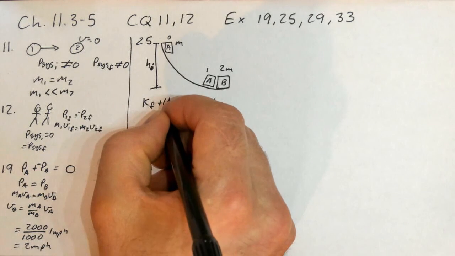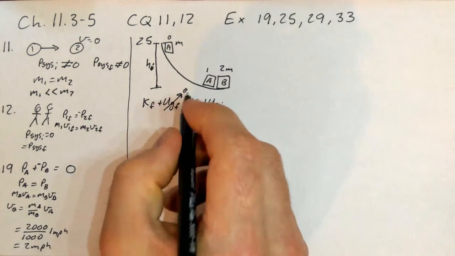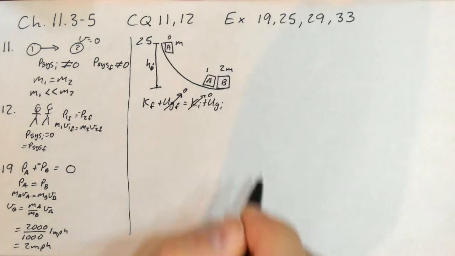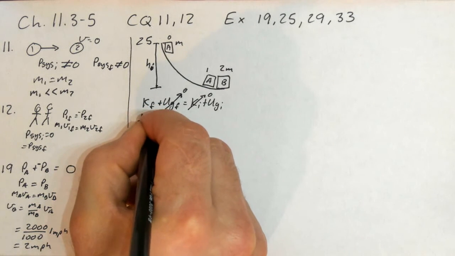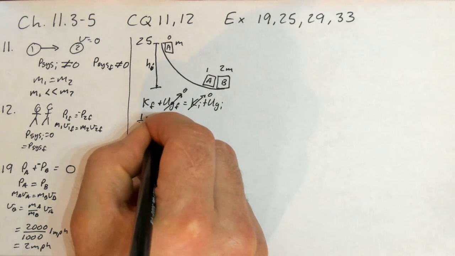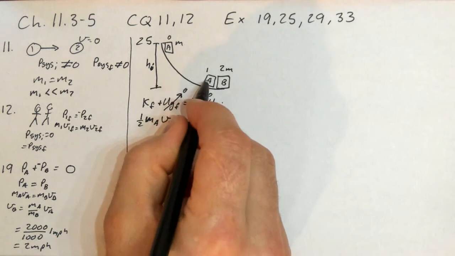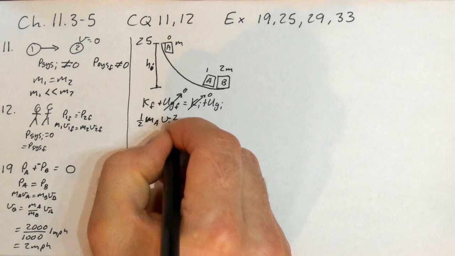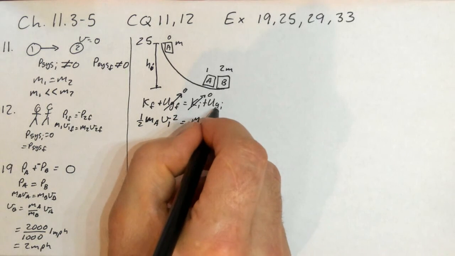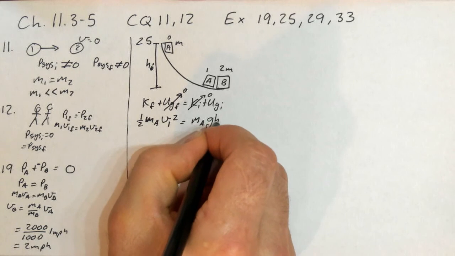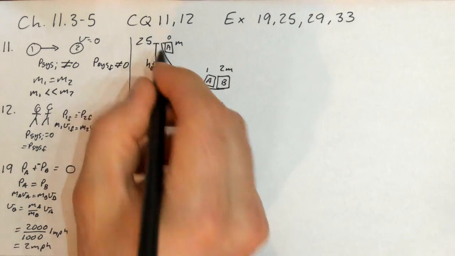So in the final case, it reaches the bottom, so UG is 0. And in the initial case, it's not moving, so K is 0. Which says that 1/2 m A V1, that's state 1, squared is going to be equal to m A g H0. I guess I'm going to use 0 for this.